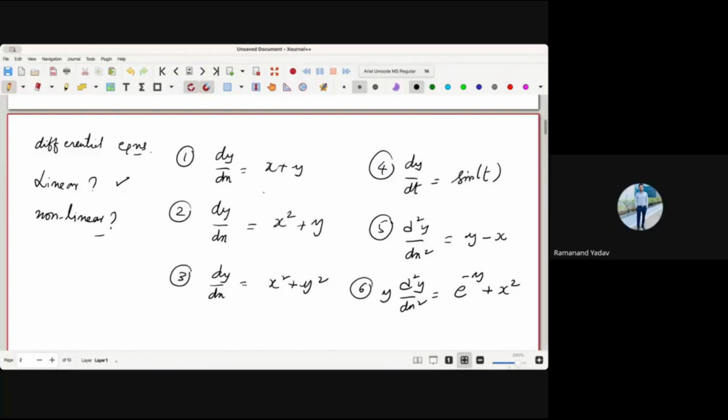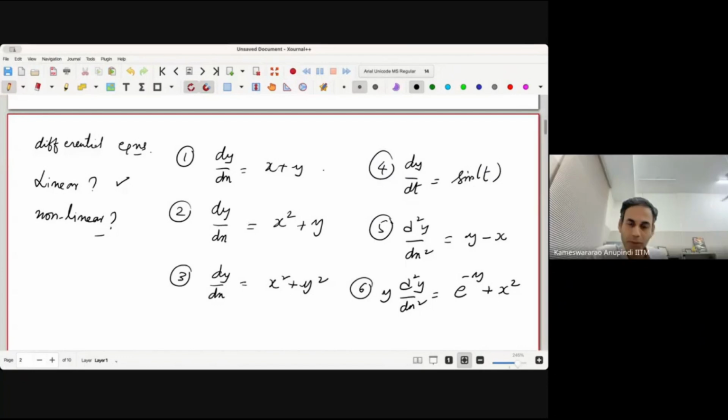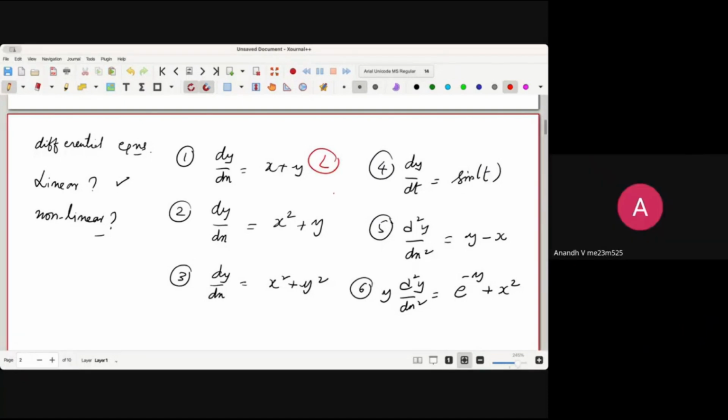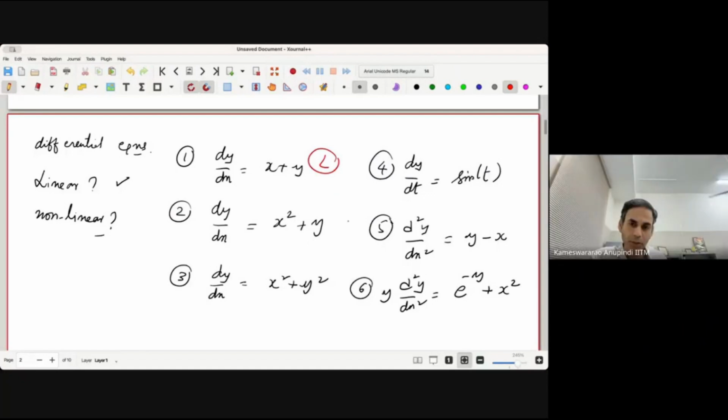X plus y, x square. First one is linear or non-linear? Linear, sir. Okay. What is the rationale? What principle would you use to say whether it is linear or non-linear? It's a line equation. Equation of line. Okay. What about the second one?